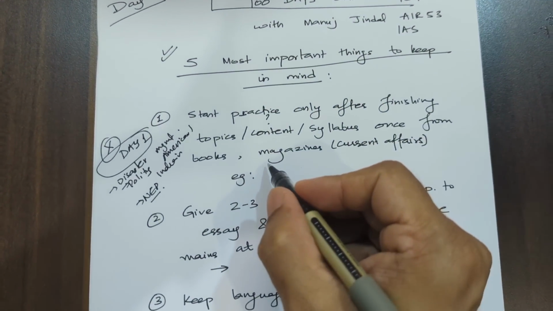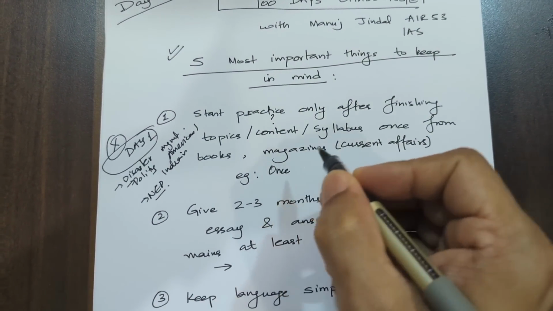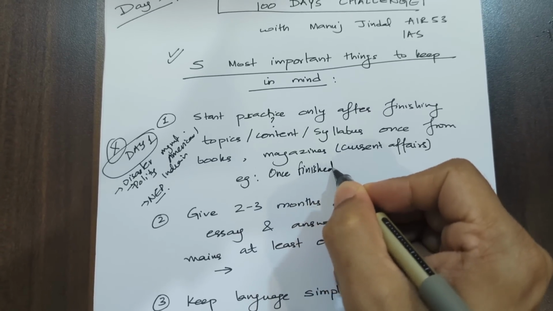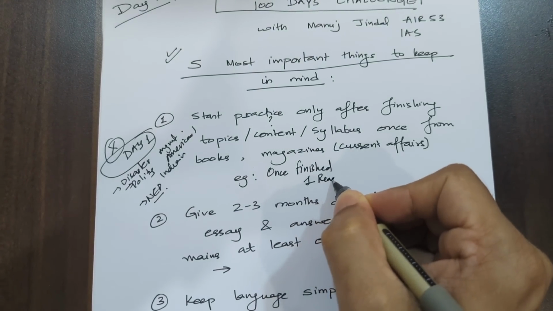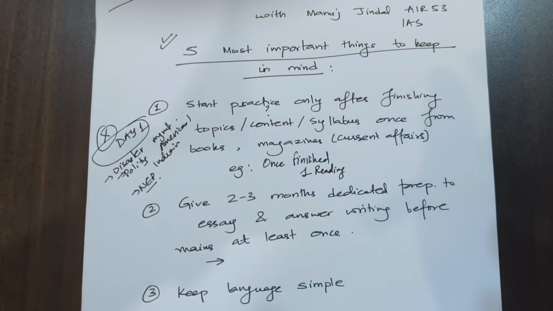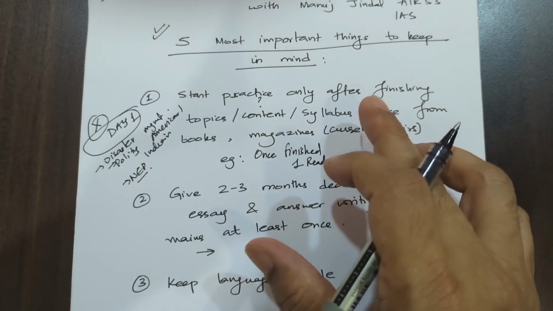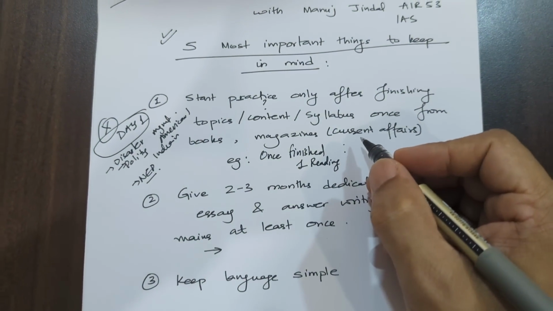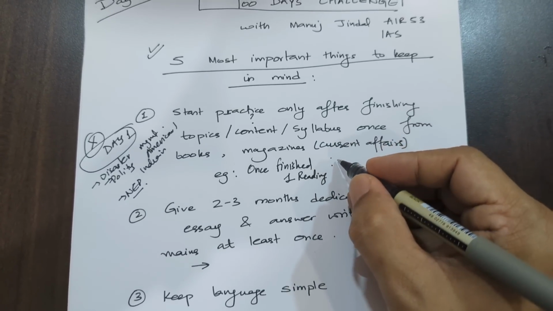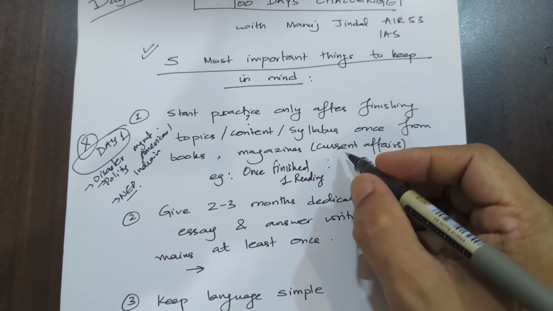So I would say once you have finished at least one reading, and your concepts are relatively clear. You have understood basics of polity, basics of economics, basics of environment, then you can go ahead and dive into answer writing practice.